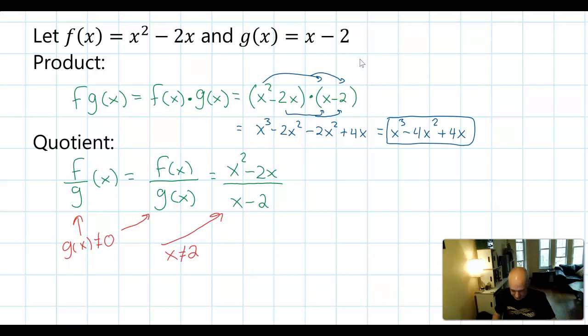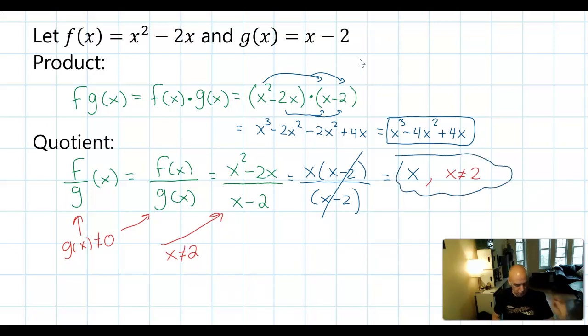It's just like finding excluded values. So from there, you can simplify, factor the top, and those will reduce out, and you just get x, but I always like to say x with the restriction that x should not equal 2. So that's how you compute the quotient of two functions.